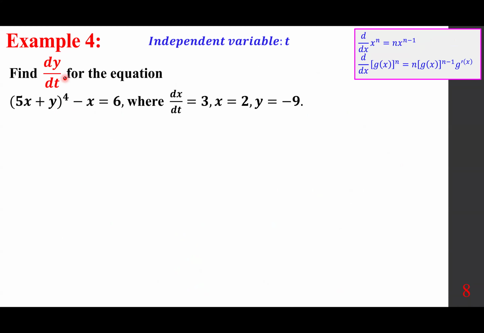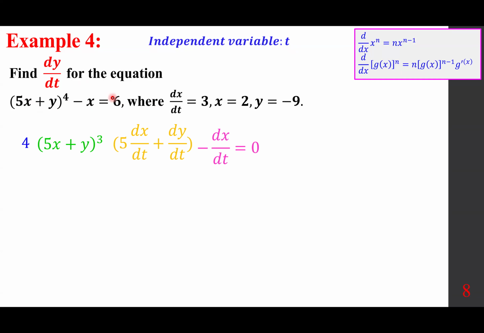We're going to find dy/dt. The moment you see dy/dt, it indicates that t is the independent variable. Therefore, the derivative of x is also dx/dt. So we're going to do implicit differentiation. 4 times the same thing cubed, and by the chain rule or the extended power rule, we need the derivative of the inside. This is 5 dx/dt. This is dy/dt minus x minus dx/dt. Any number results in 0.